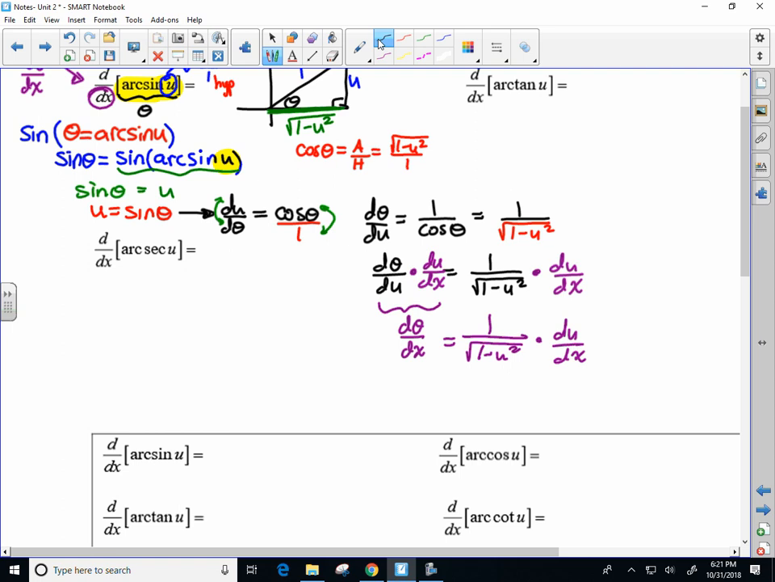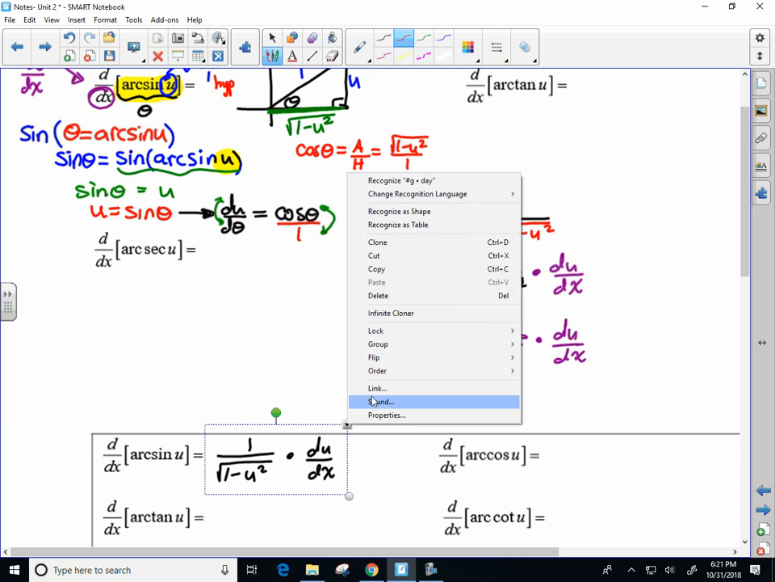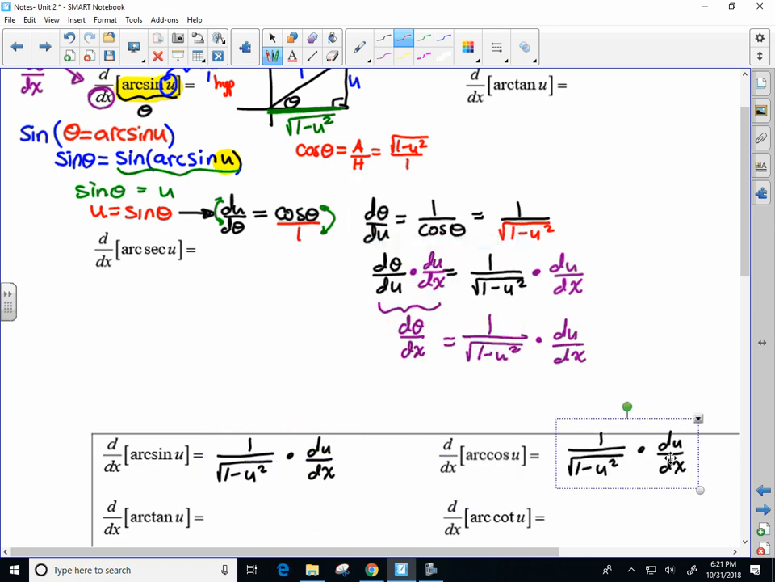So I now know my Arcsine rule for the derivative is 1 over the root of 1 minus u squared times du dx. Okay. As it turns out, cofunctions are just negations. So once I find arcsine, I know arccosine is just going to be the negation of that. So I'm going to be a little lazy. Clone. And then just pop in a little negative sign. Right about there.